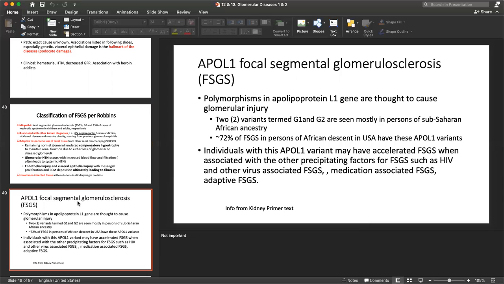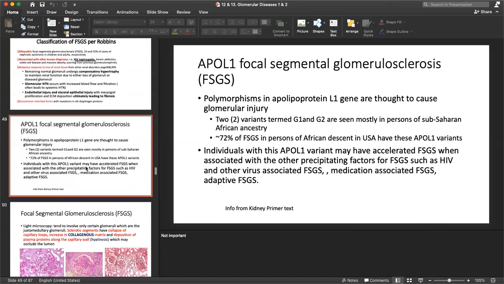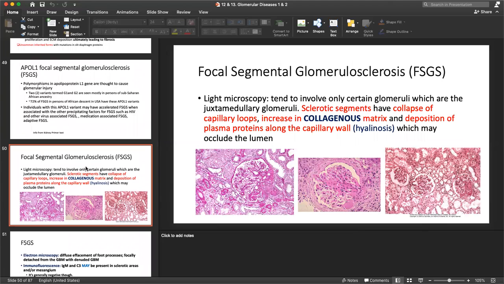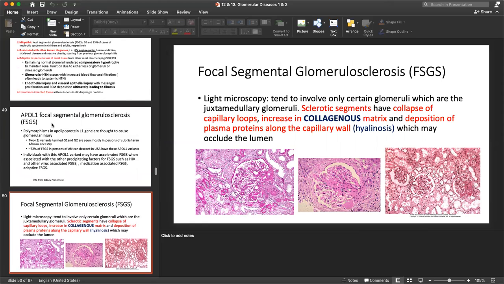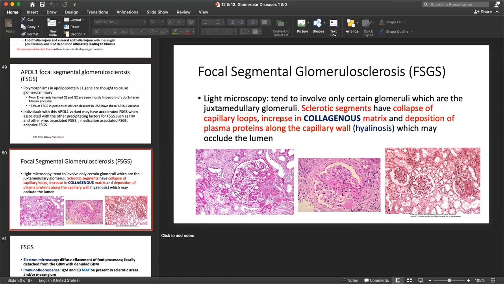APOL1 is going to be the gene. I would probably know that. And it's probably accelerated in FSGS. I call it FIGS. I know that doesn't even look right, but for some reason that's what I read when I read that. So if I say that, I mean focal segmental glomerular sclerosis. Sclerosis is going to be like fibrin deposition, fibrosis. So hopefully maybe that can help.